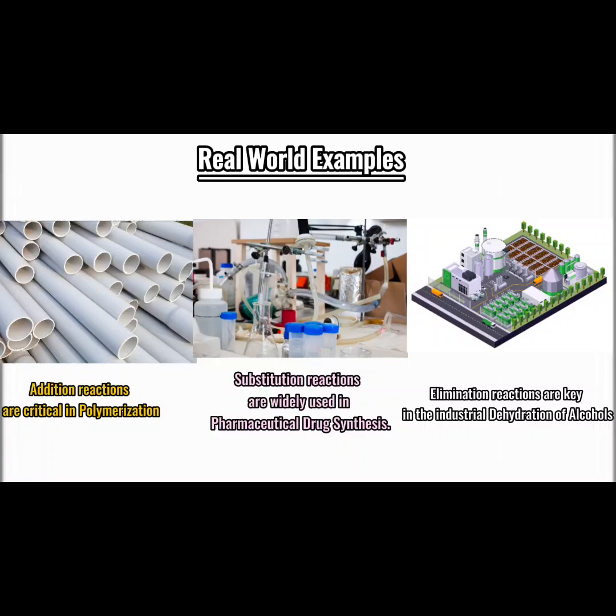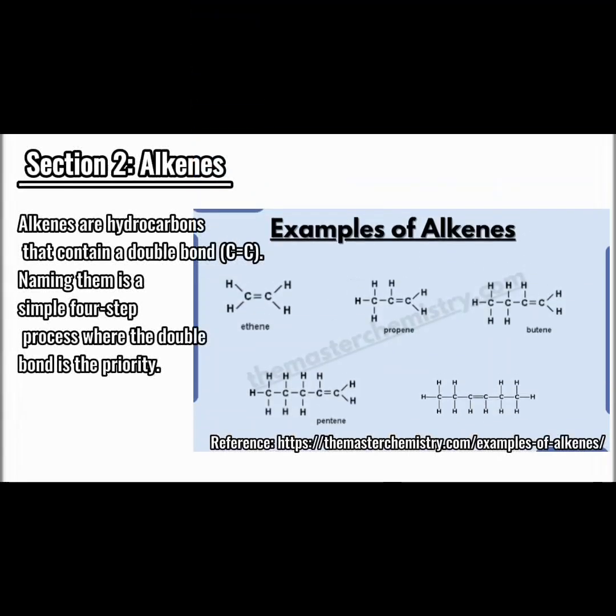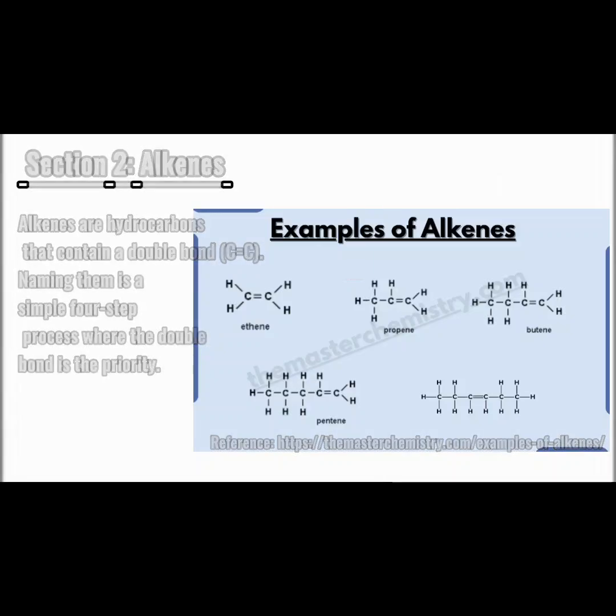And lastly, elimination reactions are key in the industrial dehydration of alcohol. Let's finish this section by making a complex topic simple: how to name alkenes using IUPAC rules. Alkenes are just molecules that can have a special feature, which is a double bond.